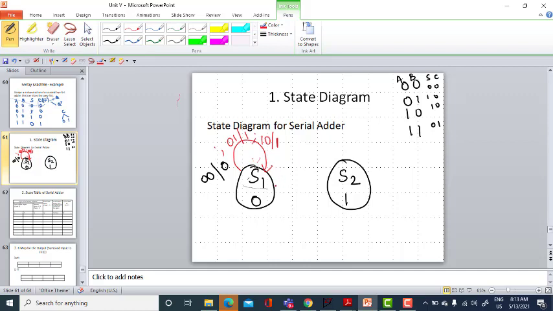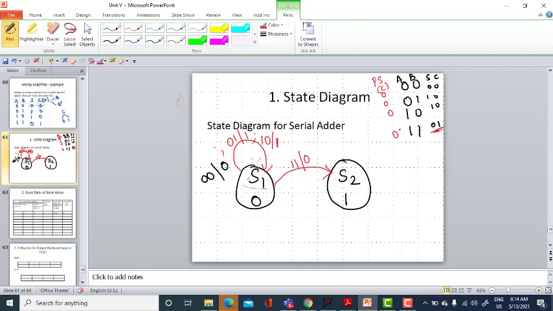And come here. When your input is 1, 1, what about your sum? That is your output, that is 0, but your carry turns to 1 here. So now from S1 to S2, when your input is 1, 1, your output is 0 and you have a change in state from 0 to 1. This is your carry state. Now, you have derived this by taking into account your previous carry. Your previous carry is 0.